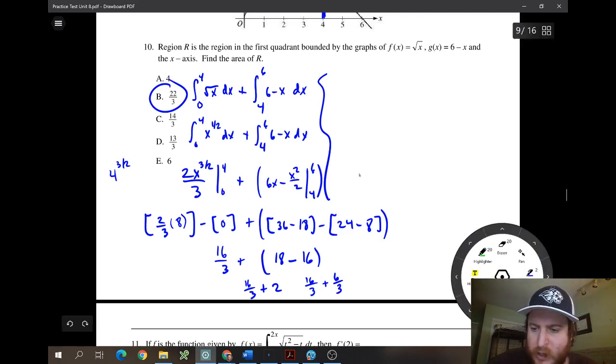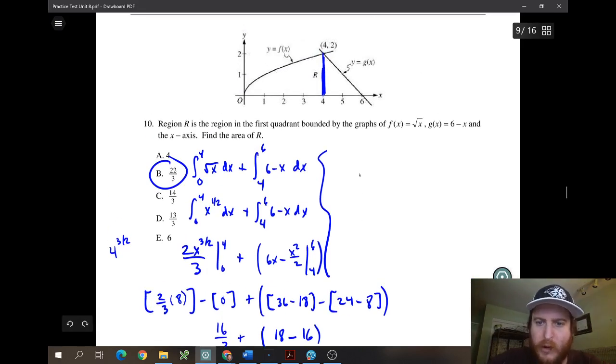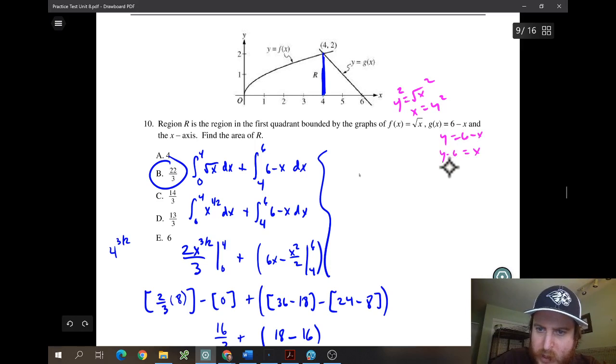Now, I would not really recommend this, but just to show it, we could as well do a right minus left. So if we had y equals square root of x, we need to solve for x. So we get x equals y squared. And then here we have y equals 6 minus x. So subtract by 6, divide by the negative, and we get x equals 6 minus y, or negative y plus 6. So now we could do a right minus left, doing it this way.